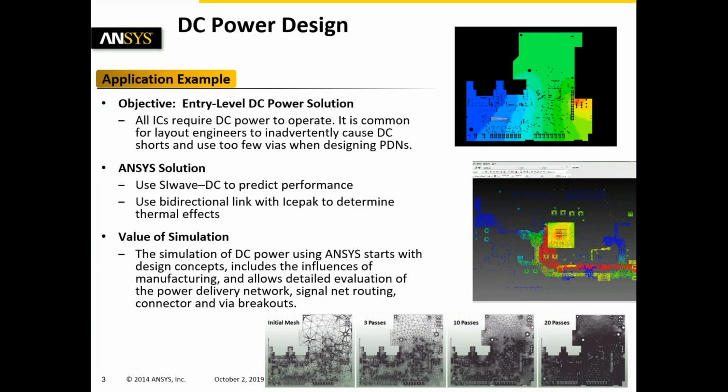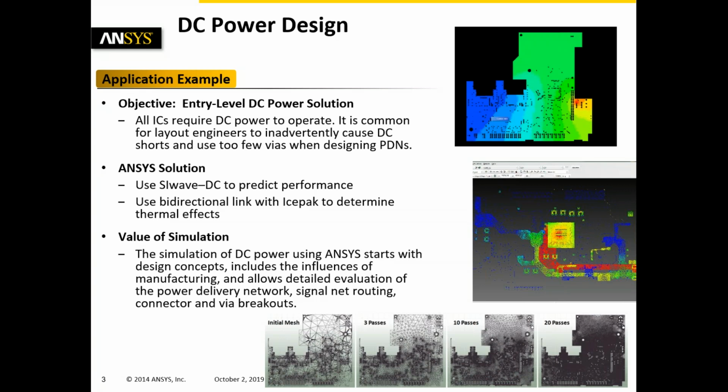The images on this slide, at the bottom, there are four images that show the meshes created on a certain board. From left to right: initial mesh, mesh after 3 passes, mesh after 10 passes, mesh after 20 passes. As you can see, with the increase in the number of passes, the mesh gets denser. The initial mesh is pretty coarse on a lot of the areas.